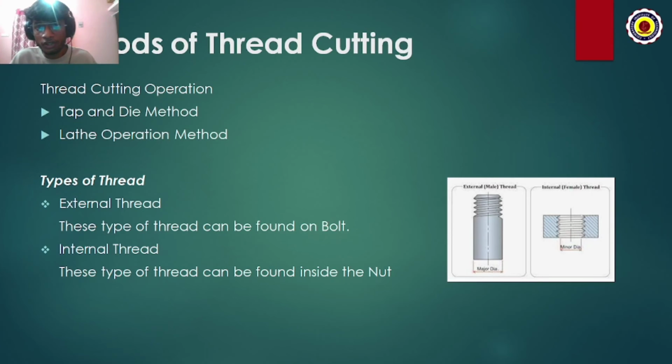First of all, let's see how many types of threads there are. There are two types of threads: external thread and internal thread. For example, this is an external thread. External thread is also known as male thread, and internal thread is also known as female thread. An external thread is one where the thread is given on the outer surface of the workpiece, and an internal thread is where the thread is given on the inner side. External threads can easily be found on bolts and similar parts, and internal threads can be found inside a nut.